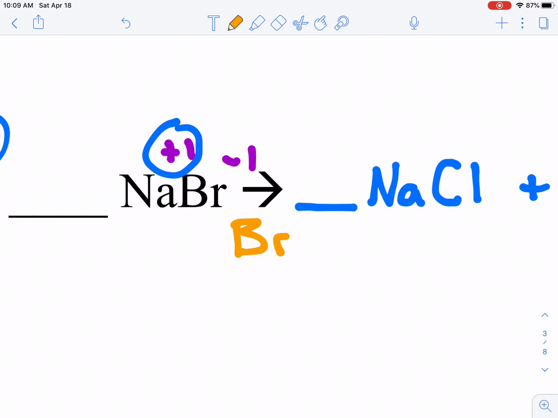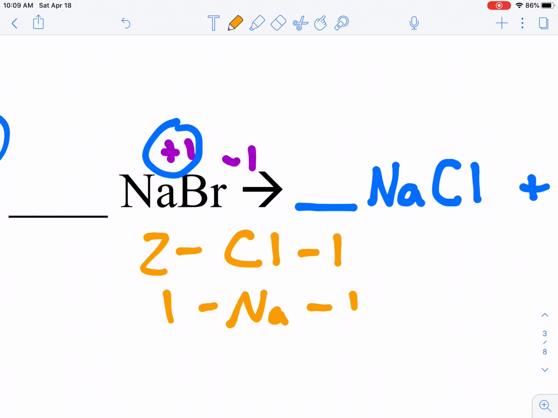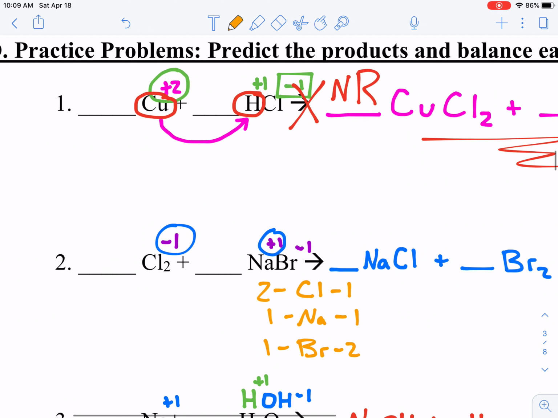So we have Br, actually let me keep these in order. We have Cl, 2 on the left, 1 on the right. We have Na, 1 on the left, 1 on the right. We have Br, 1 on the left, 2 on the right. So we need to fix those. How can we do it? Well, if we need 2 Cl's on the right-hand side, we're going to put a coefficient of 2 here. Change that to 2, but it also changed the Na's, so we've got to put a 2 there.